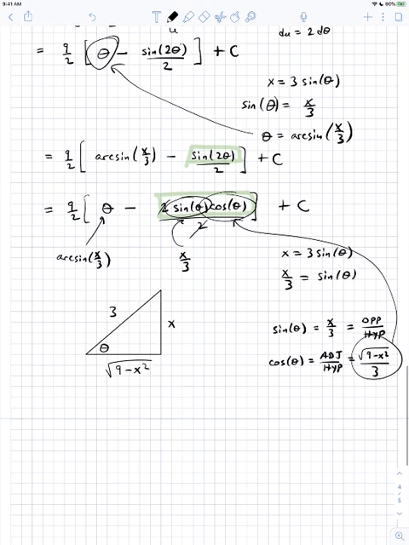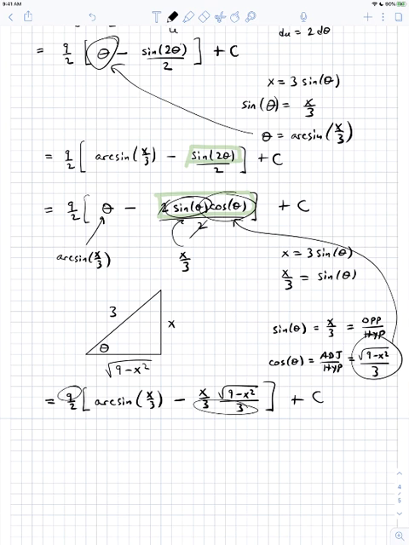So what do we have? We have that our integral is 9/2 times arcsine of x over 3 minus x over 3 times the square root of 9 minus x squared over 3, plus a constant. You can simplify this a little bit because you have 3 times 3 there, and you have a 9 in the numerator. So this can simplify a bit, but let's just leave it like this.